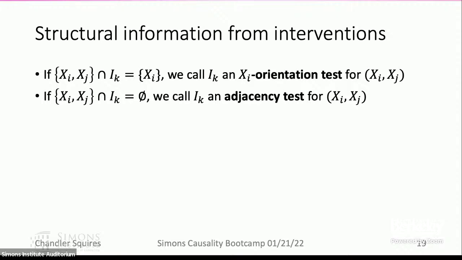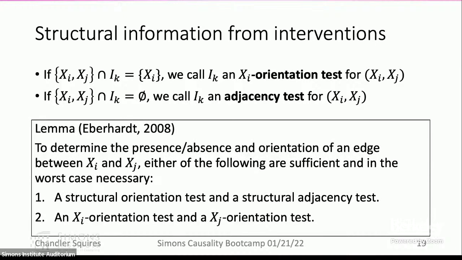in order to establish the adjacency, an intervention where both variables are not intervened. Or, as I'll show, you can also determine it by having one of these orientation tests in one direction and one in the other direction. So from Frederick's PhD thesis, we have a result that we'll use for both of these strategies: in order to determine both the presence and absence of an edge, as well as the orientation, these two conditions are sufficient. And in the worst case, you need to fulfill at least one of them.